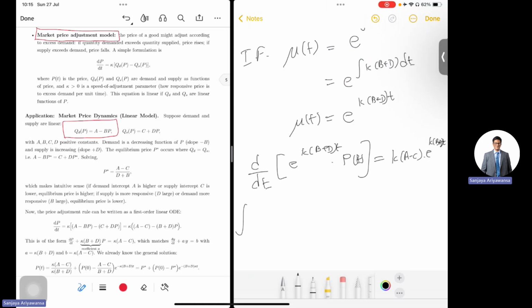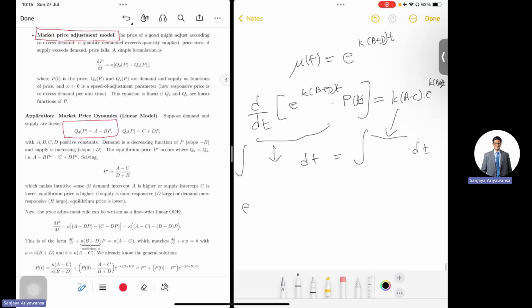So I integrate both sides. I write this down with respect to dt, and I integrate this side also with respect to dt, such that on my left hand side I'm left with my original function: e to the power K(B plus D)t times P(t) equals the integral of K times (A minus C), which is a constant, times e to the power K times (B plus D) times t dt, plus a constant. Let me not take C, let me take something like M.